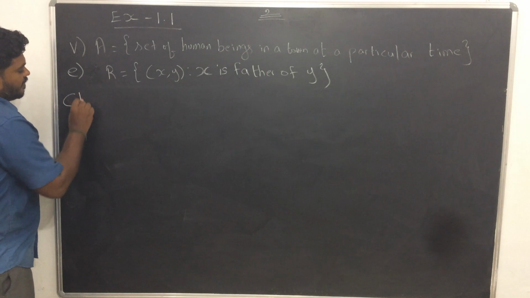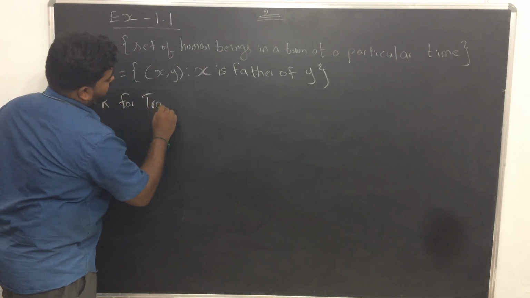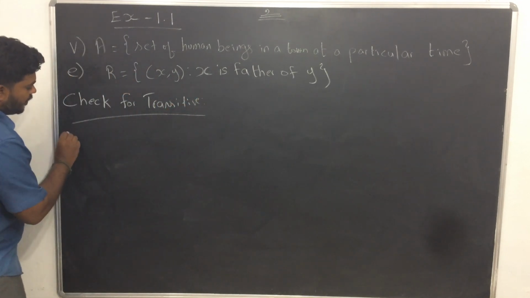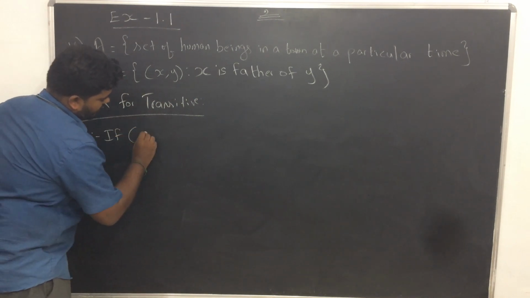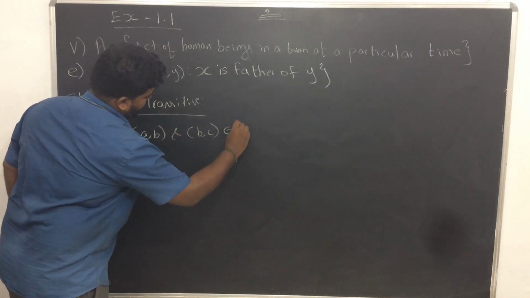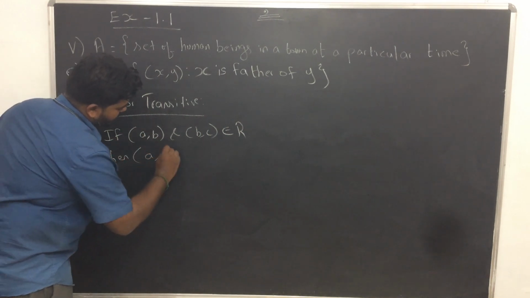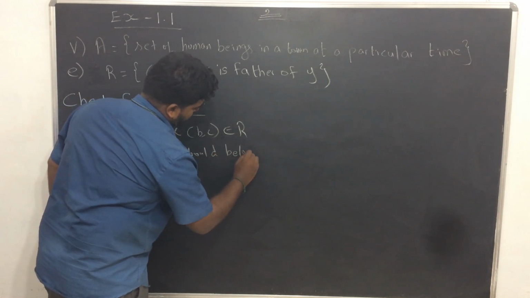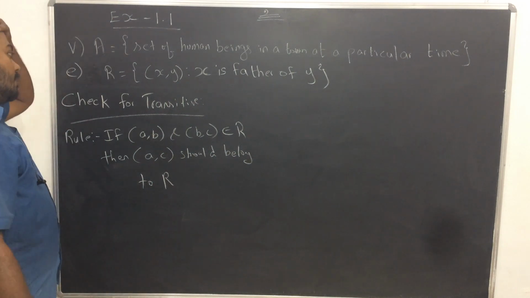Now let's check for transitive. So we are done with reflexive and symmetric. Now we have moved on to transitive. What is the rule for transitive? If (a, b) and (b, c) belong to R, then (a, c) should belong to R. This is the rule for any relation to be transitive.